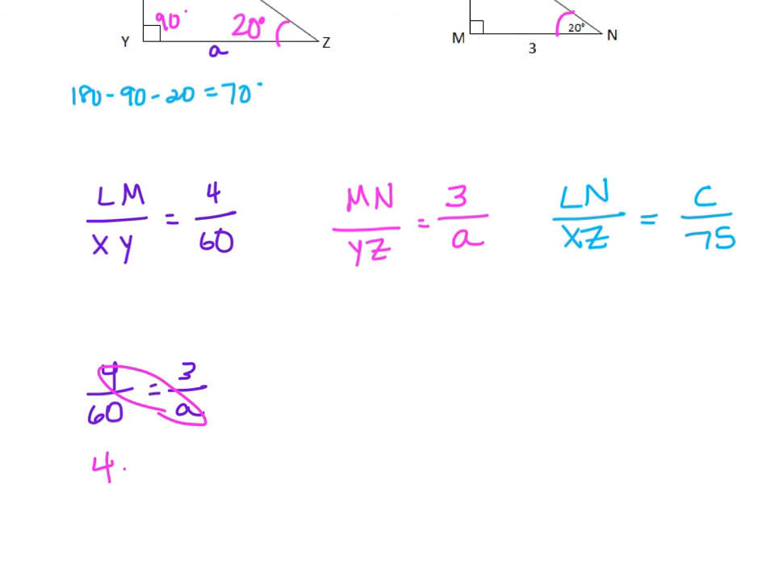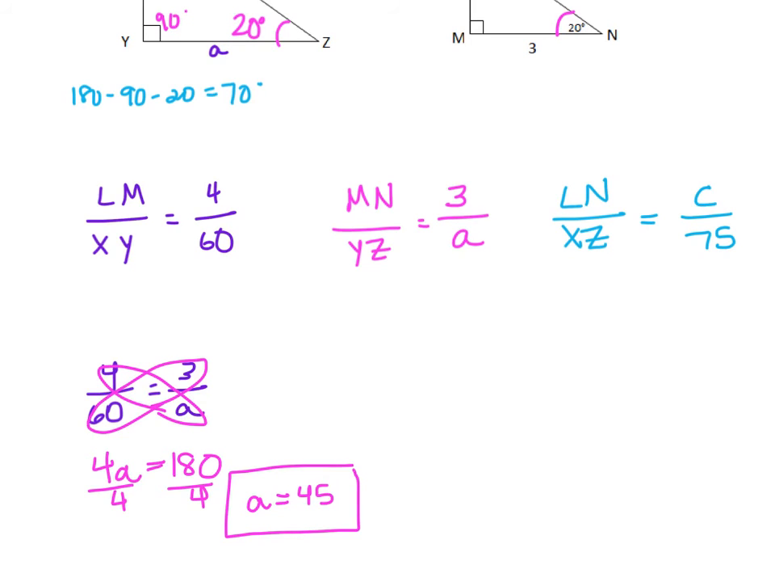4 times A is 4A. 3 times 60 is 180. Divide both sides by 4, and A is equal to 45. So there's one of our answers.